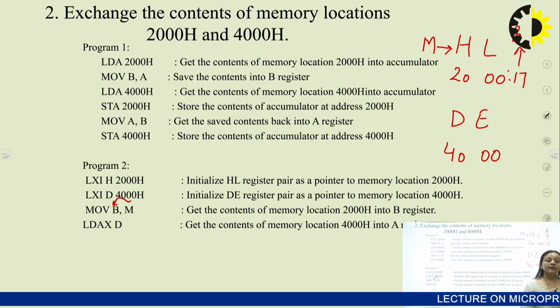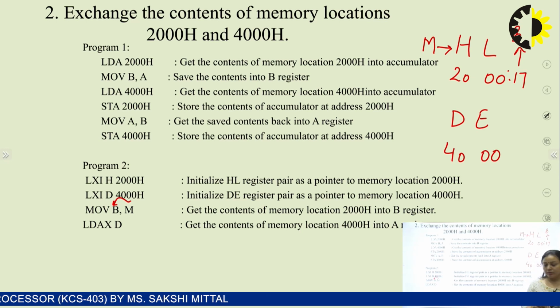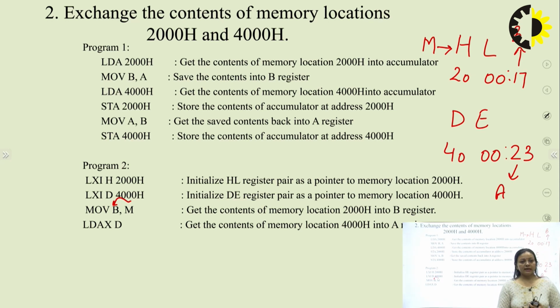Next I write LDAX D. It says load accumulator with the contents, and X denotes extended. That means D is not used as an 8-bit register, but as the DE register pair. The contents of the DE register pair denote the address, and the contents of that address you have to move to the accumulator. So DE is pointing to location 4000, where you have 23, which is being moved to the accumulator. So now we have loaded the data in two registers, that is A and B.